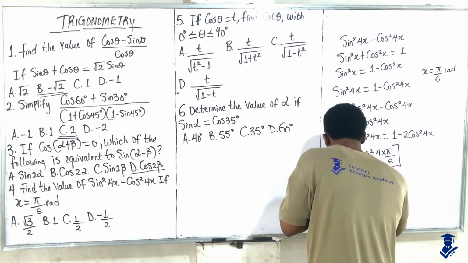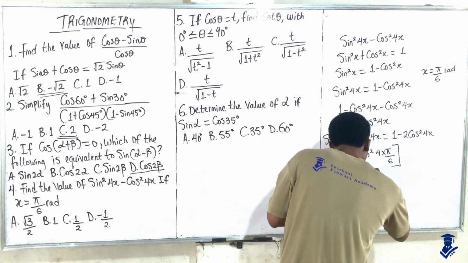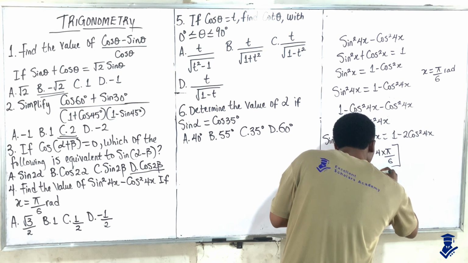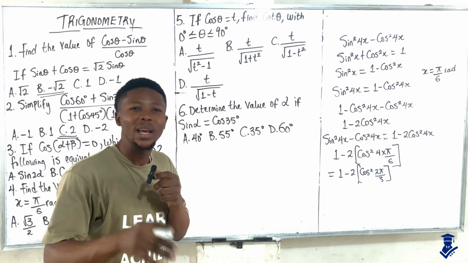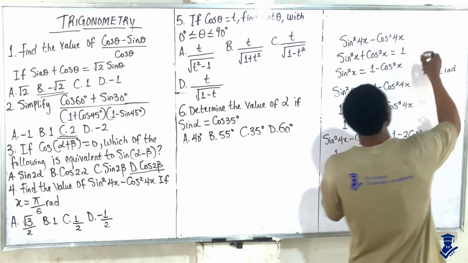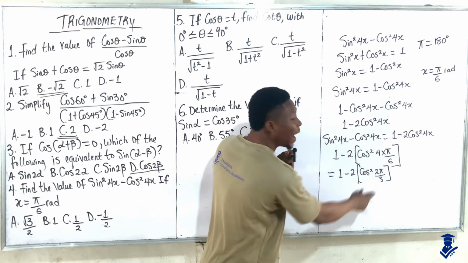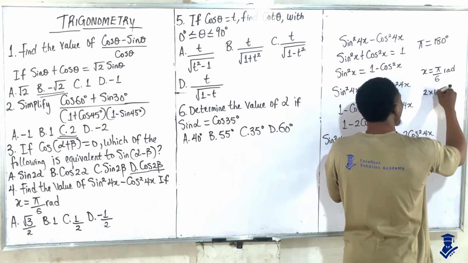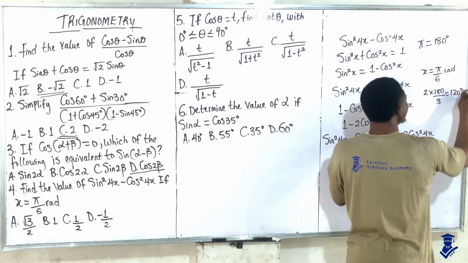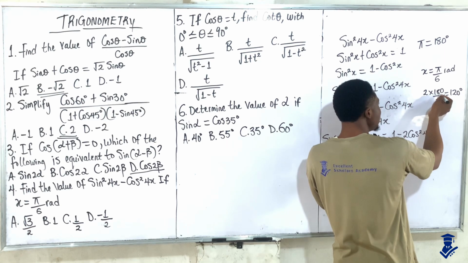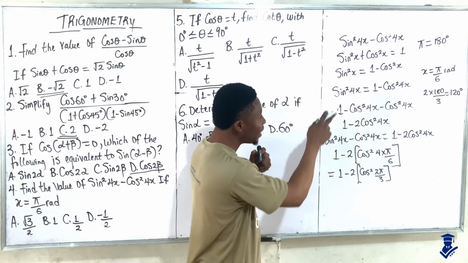So that's going to be equal to 1 minus 2 into bracket. Now 2 goes here 2, 2 goes here 3. So we're going to be left with cos squared 2 pi over 3. Now, I want you to know that in radians, pi is 180 degree. But we have 2 pi over 3. So it's going to be 2 times 180 over 3, which is going to give us 120 degree. Because 3 in 18 gives us 6, which is 60. 60 times 2 gives us 120 degree.